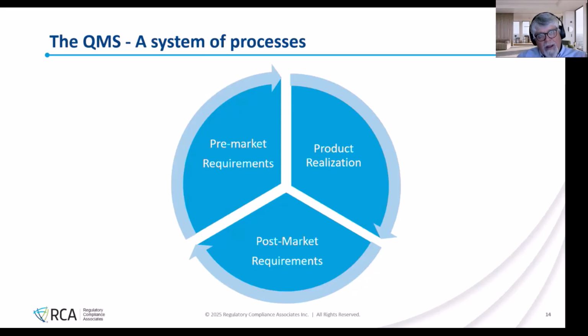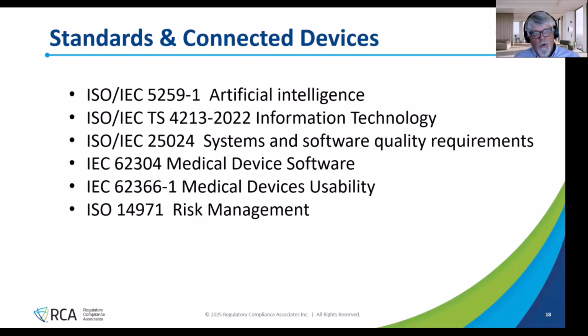And so the quality management system governs these three areas: pre-market, product, and post-market requirements. In addition to that, you should be aware, and we talked about it earlier in one of the slides in pre-market, that standards are going to be important. And here's a short list of standards that you would have from a connected device that could be used for your device. Some may apply, some may not apply. This is not an all-inclusive list, but this is some of the things that we're going to be looking at.